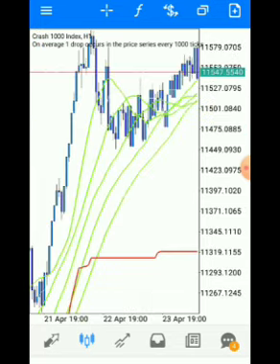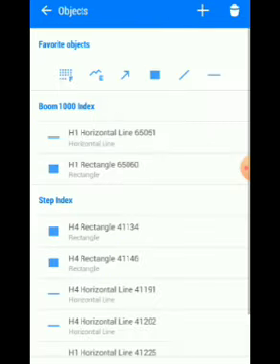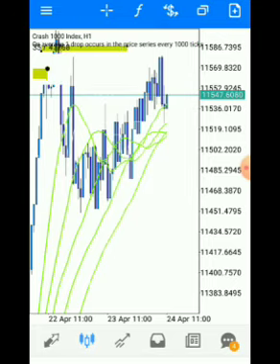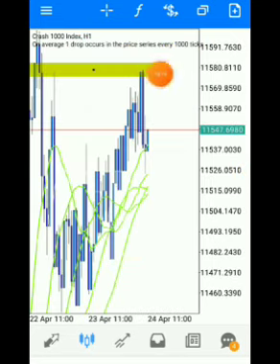I always love using the square, because when I use a square, it gives me zones. It gives me perfect zones to understand what's happening. All right, so here I can see a resistance.